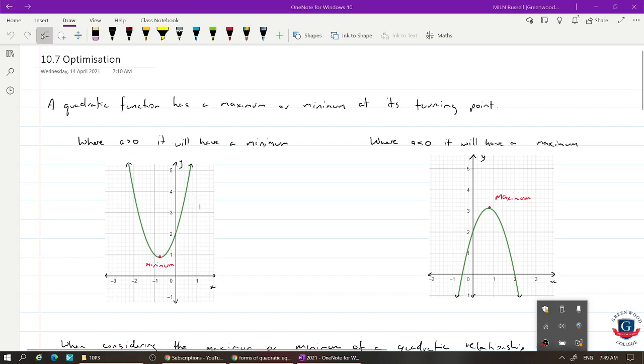It will be concave up. And where a is less than 0, it'll have a maximum. It'll be concave down. Now we use this idea of finding the minimum and maximum from the turning point to find out when the y value will be at its greatest or at its smallest.